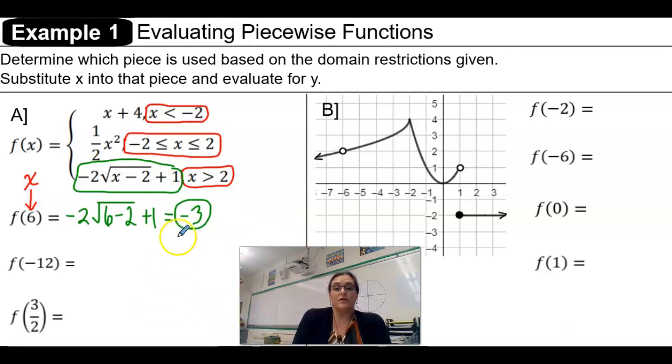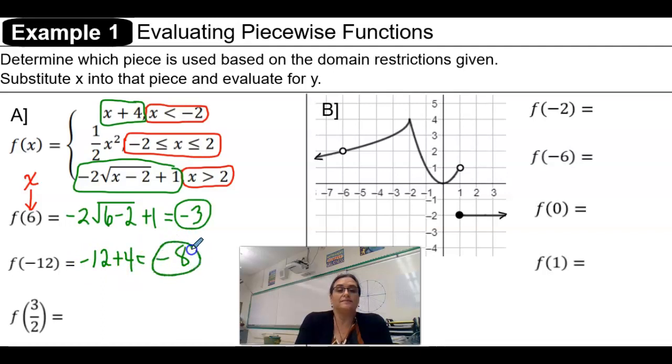So now we're going to look to evaluate f of negative 12, right? Negative 12 is the x, and I look to see where is that going to work in my piecewise function. So is negative 12 less than negative 2? And that answer is yes. So I'm going to substitute negative 12 into this linear subfunction. So I put in a negative 12 for the x, then that's plus 4, and negative 12 plus 4 equals negative 8.